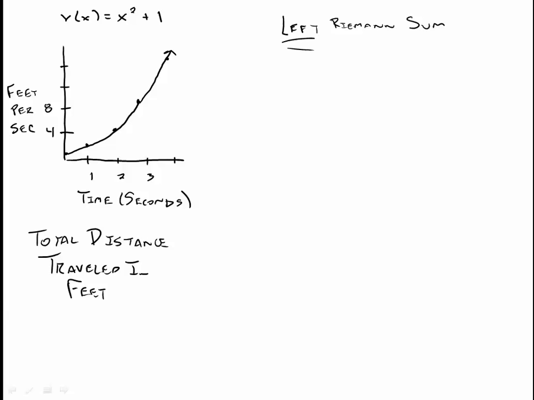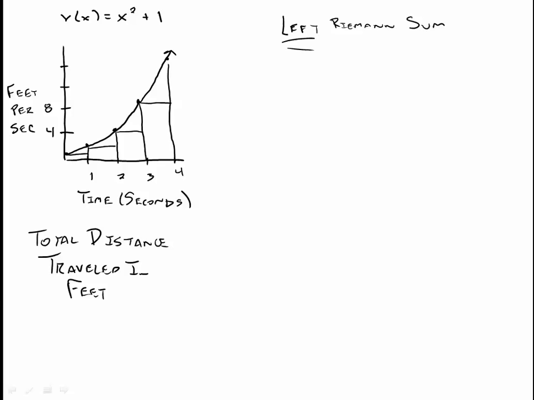It's a left Riemann sum because all of my rectangles that I sketch in, that will be 1 unit wide, will be touching the curve on the left-hand side. A right Riemann sum touches the curve on the right-hand side. And a midpoint Riemann sum touches the curve in the middle.